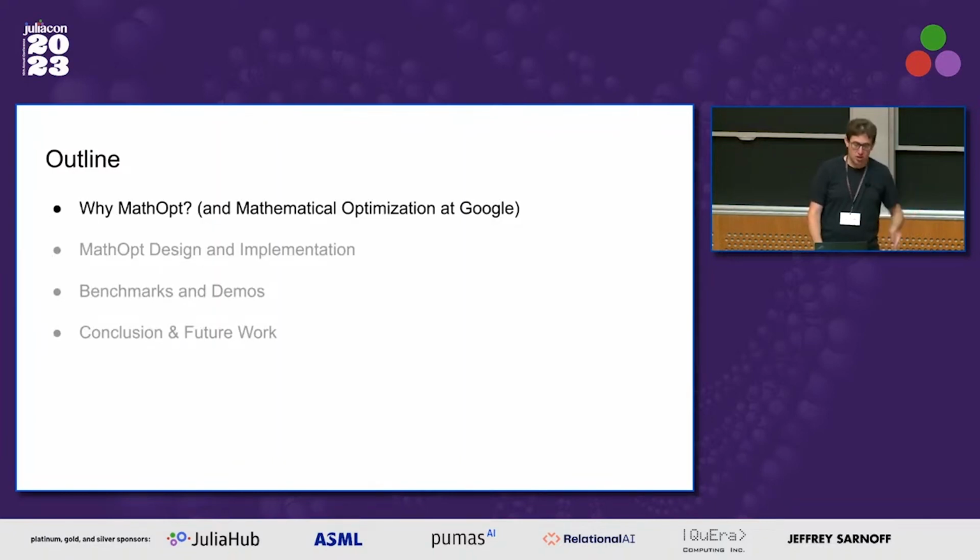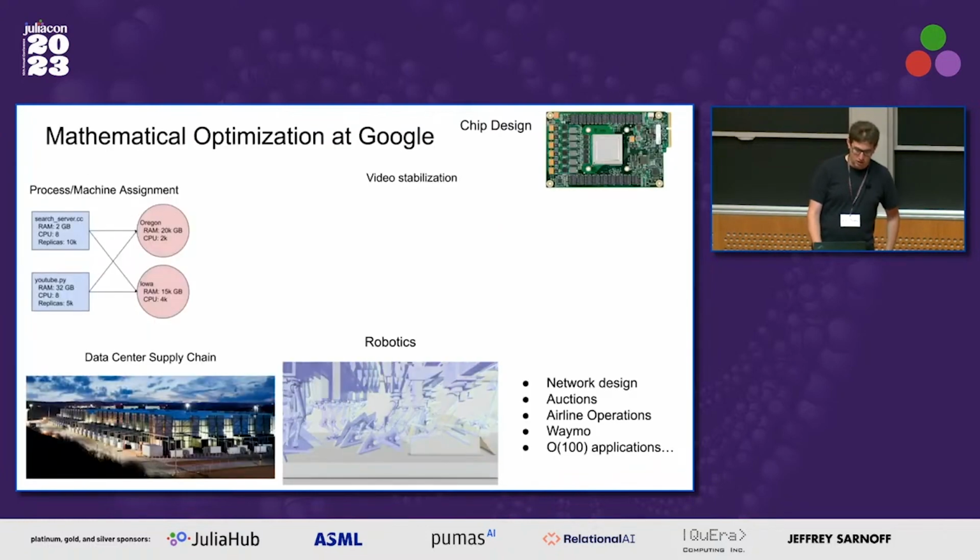An outline for today's talk. Why MathOpt? And what is special about doing mathematical optimization at Google? How is it different from what you see outside? And then a little bit about how MathOpt is built. And I'll show some benchmarks and future work.